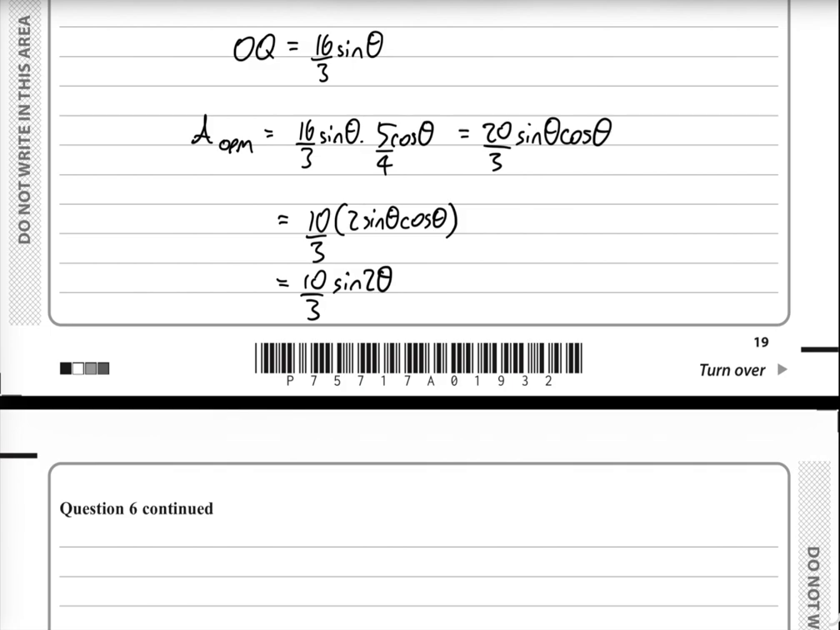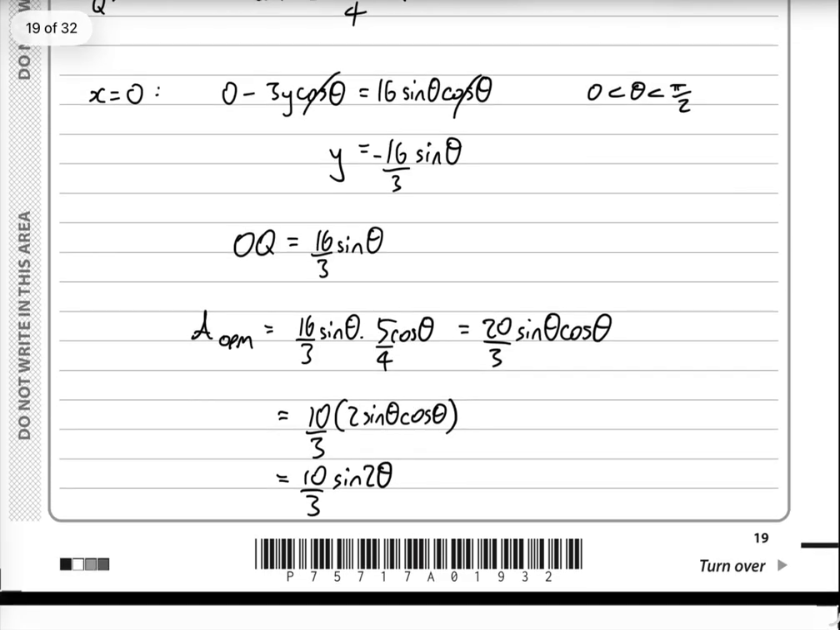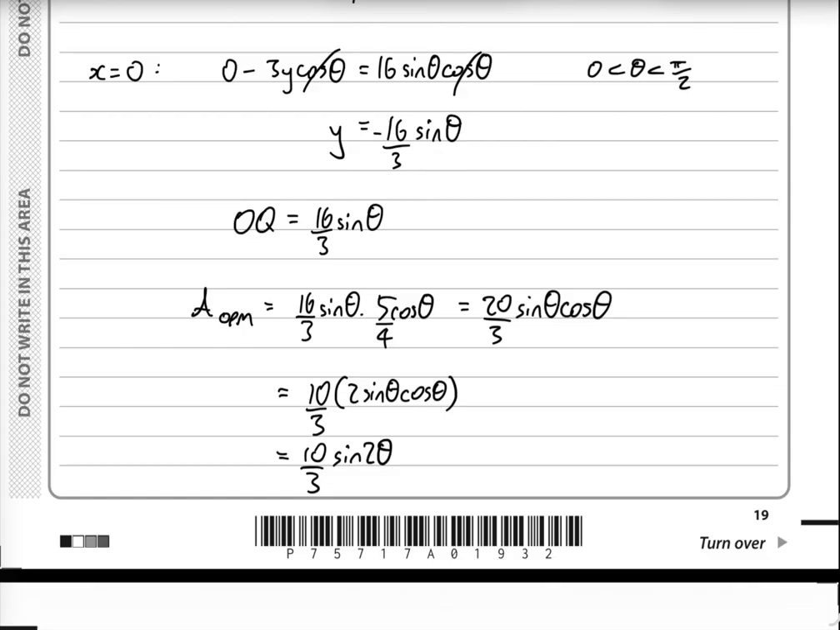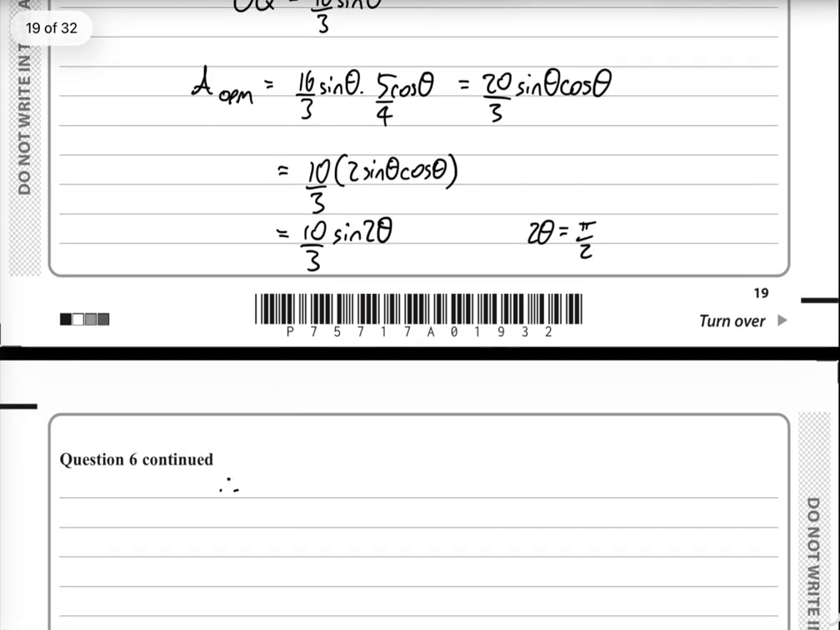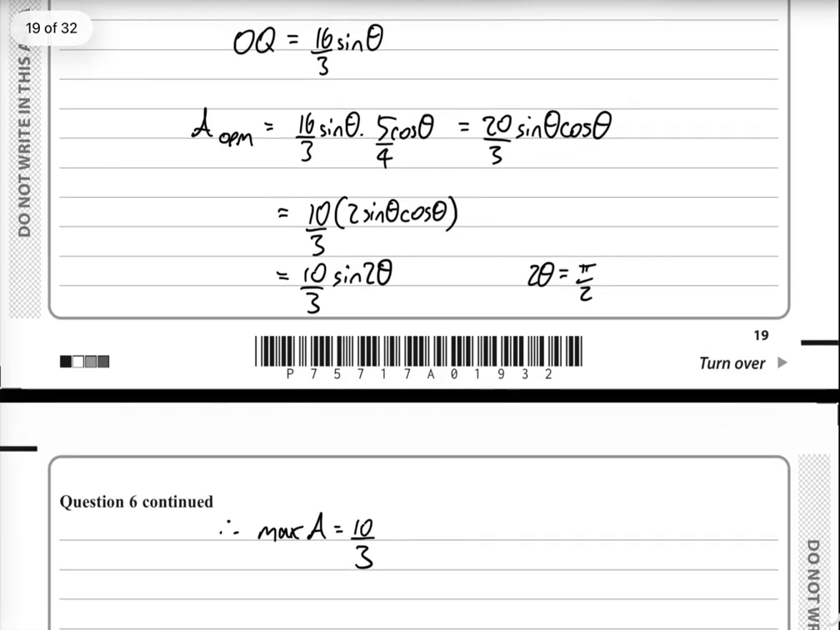The maximum value of sine 2 theta is 1. It will always be 1. And that happens when theta is equal to pi by 2, which it can't be, but it isn't actually theta, it's 2 theta. So when 2 theta equals pi by 2, this will be a maximum. Sine 2 theta will be 1. So I can just say the maximum area is equal to 10 over 3. That happens when sine 2 theta equals 1, which is when theta equals pi by 4. But I don't need any of that. I just need the 10 over 3, I think.